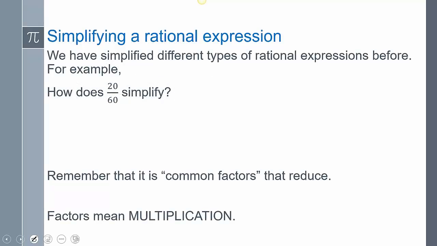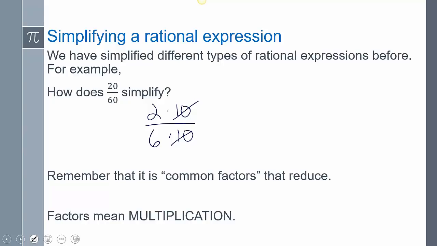So we've simplified rational expressions before, like 20 over 60. How could we reduce that? A way for us to reduce it is to simplify common factors. If we were to factor 20, we could factor it into 2 times 10 over, and then 60, we could say 6 times 10. Well, the factor of 10 is in common, so they reduce.